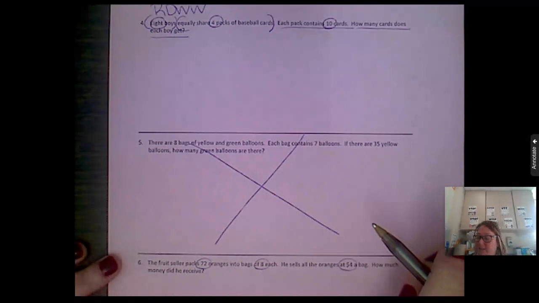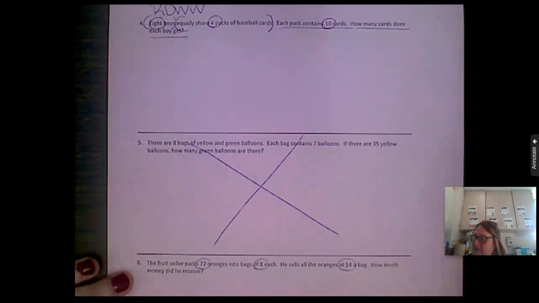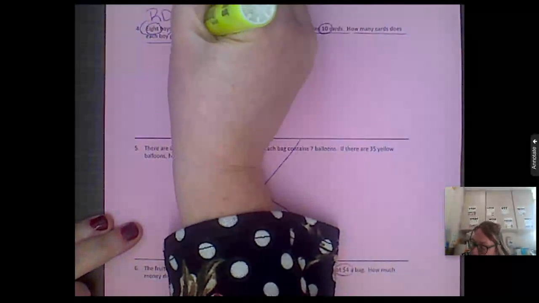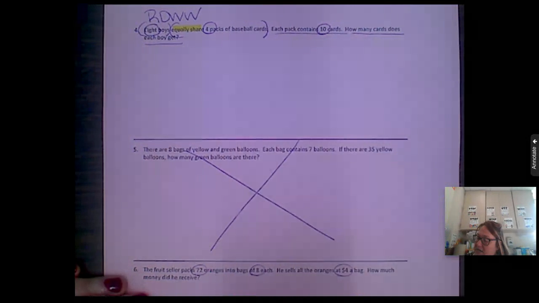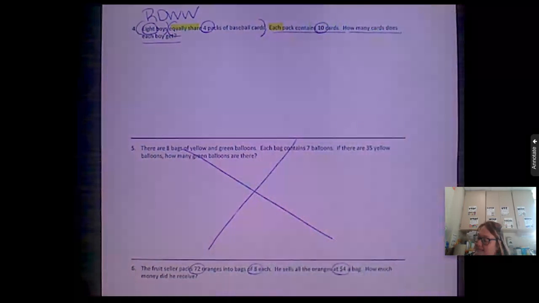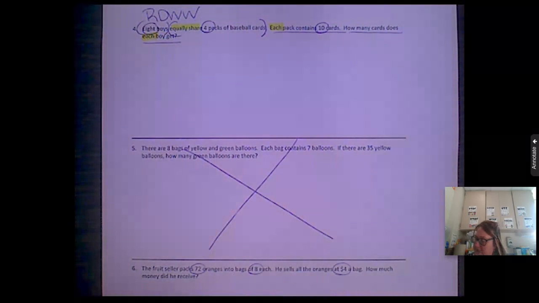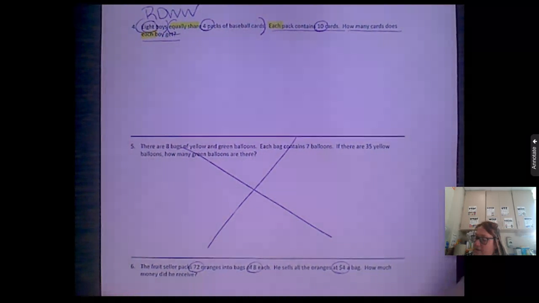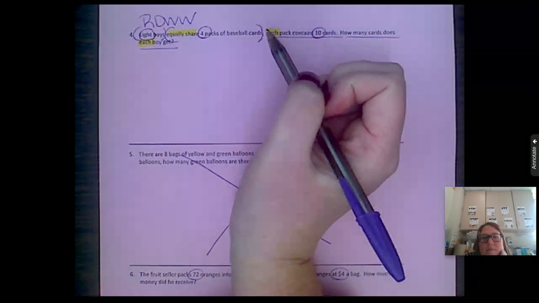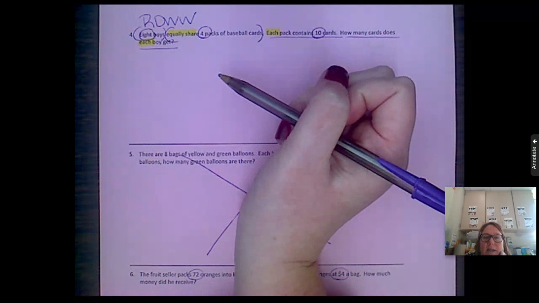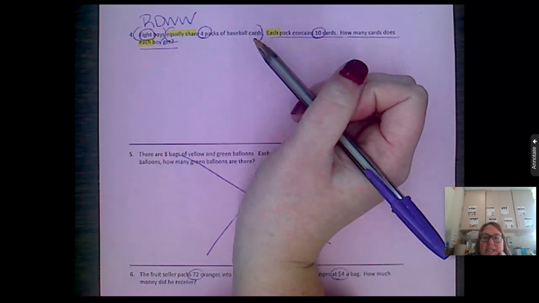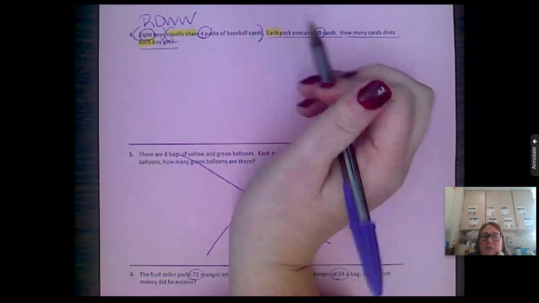All right, so let's see what we can do here. So I need to finish with my reads. There's 8 boys. They equally share 4 packs of baseball cards. Each pack contains 10 cards. How many cards does each boy get? All right, so let me look here. 8 boys, they equally share 4 packs of baseball cards, and each pack contains 10 cards.